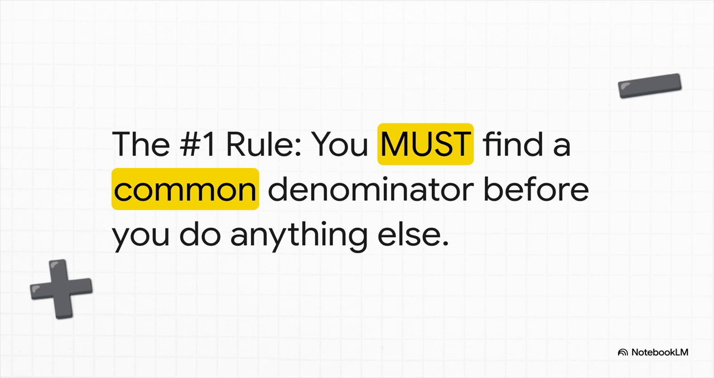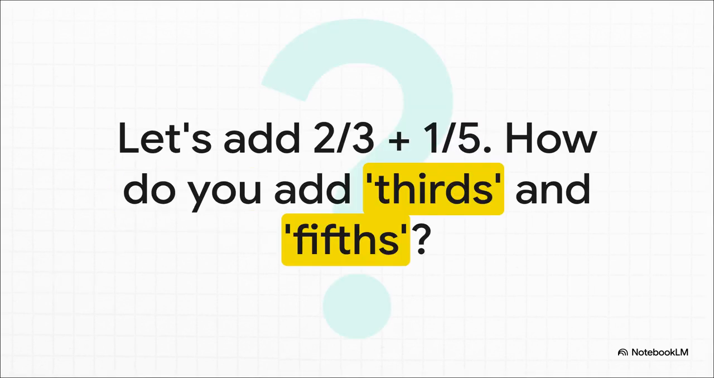You just can't add thirds and fifths together directly. It's like trying to add apples and oranges. You have to find a common unit first. So let's take this problem, 2/3 plus 1/5. As you can see, the pieces are completely different sizes, right? Thirds and fifths. So we can't just add them up as they are.